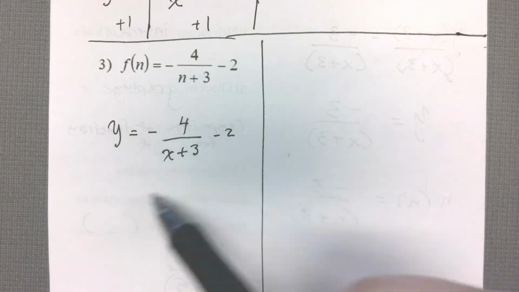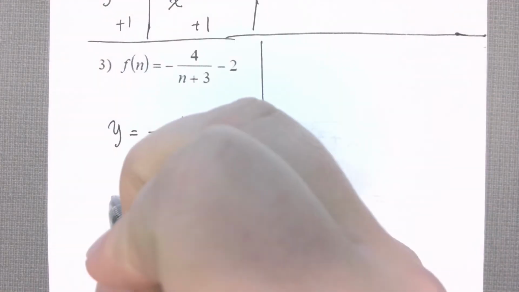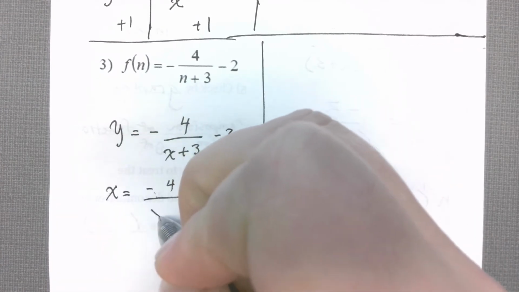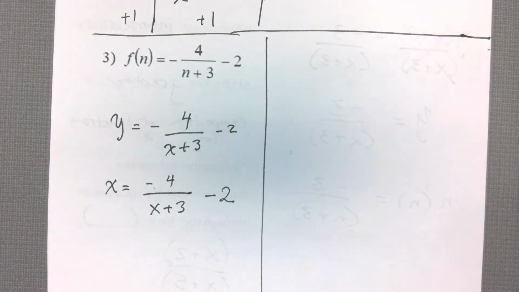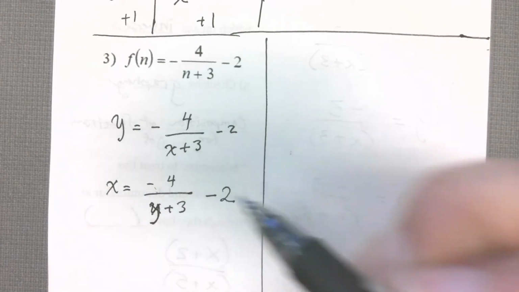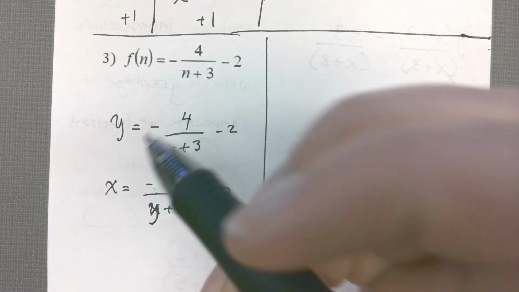Okay. Walk me through. What's my first step now? Switch the X and the Y. Oh, what did I mess up? I wrote X twice. Now what? Add 2.